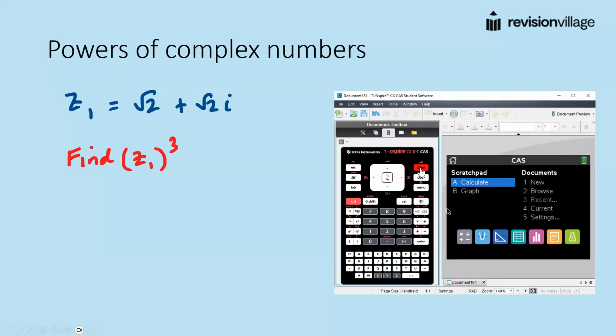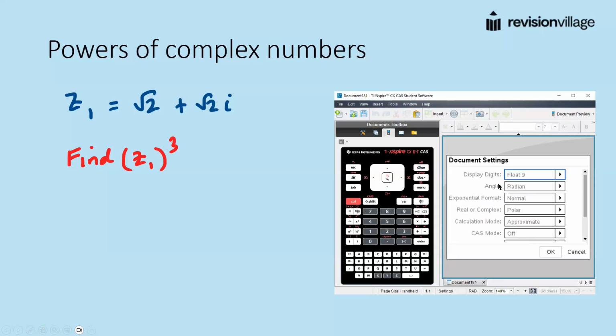And I'm going to go into the home button, into settings, document settings. And you'll note here I've got real or complex set to polar, because what we're going to do right now is convert this from rectangular form into polar form. So I've made sure that's in polar form. What that means is I could put anything in rectangular form and the calculator will convert it to Euler form. And noting here it says polar.